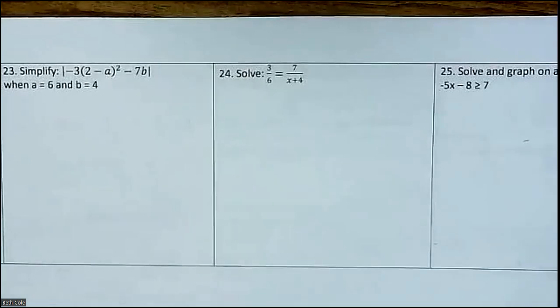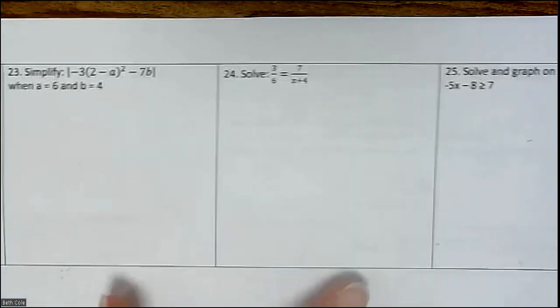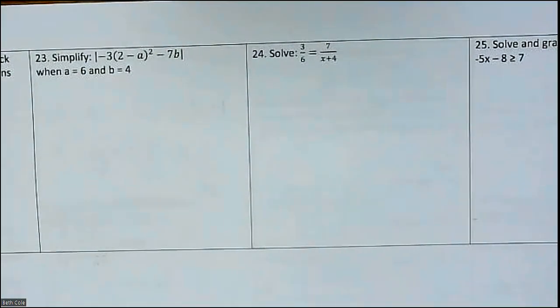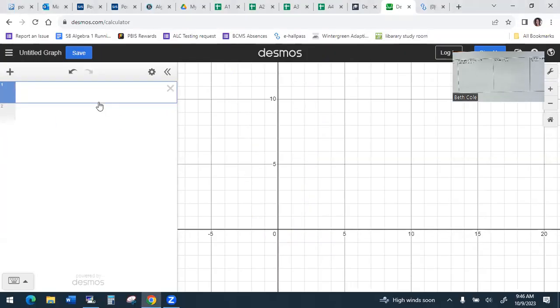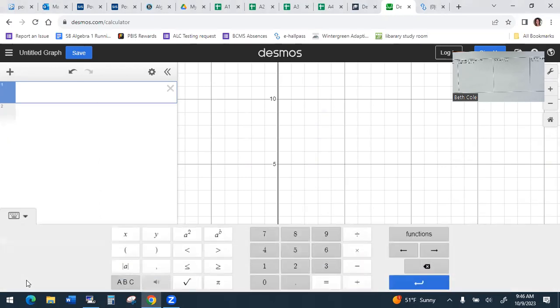All right, these are flashback questions, which means they're review from previous units. How are we going to do 23? What am I going to need to do? Do you guys know how to type this? Where do I go to get the absolute value? Keyboard. Yeah, or you can just type it on your keyboard. I would just go to the keyboard. All right, what is it? -3, parentheses. You guys tell me. What am I going to type?